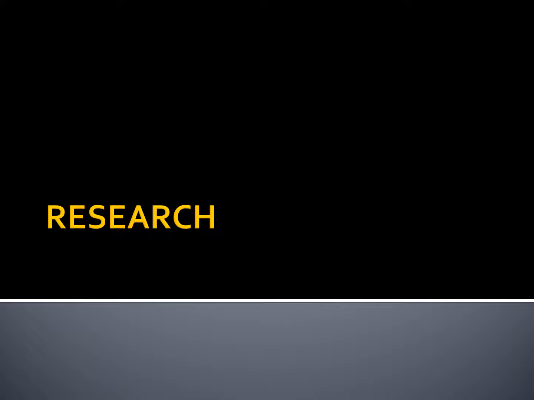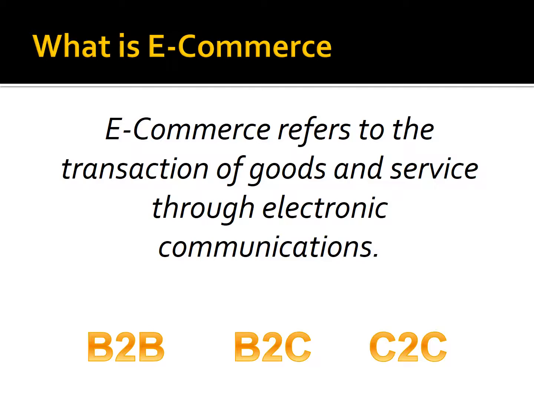So now we'll be transitioning into some research and background on e-commerce and what it is in today's society. So what is e-commerce? E-commerce refers to the transactions of goods and services through electronic communications. There are two basic types of e-commerce, business to business and business to consumer. Business to business allows companies to conduct business with their suppliers, distributors, and other partners through electronic networks. Business to consumer allows companies to sell products and services directly to consumers.